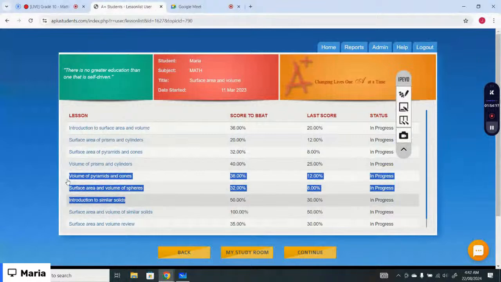So please make sure before the next session you can complete all the practice questions for the lessons we did today. That is your homework until next session, right?